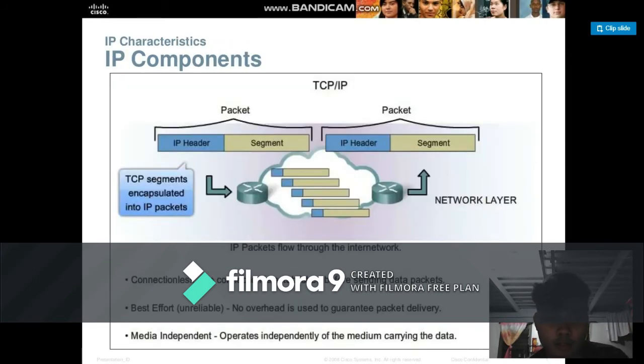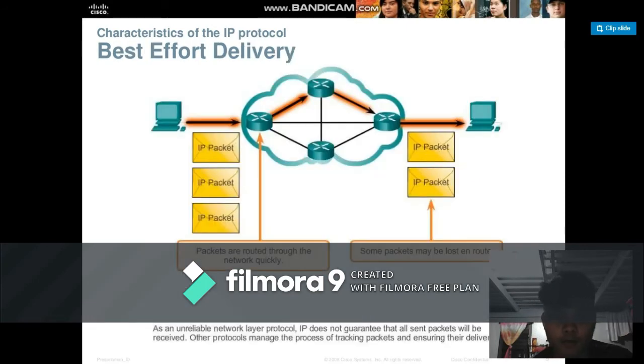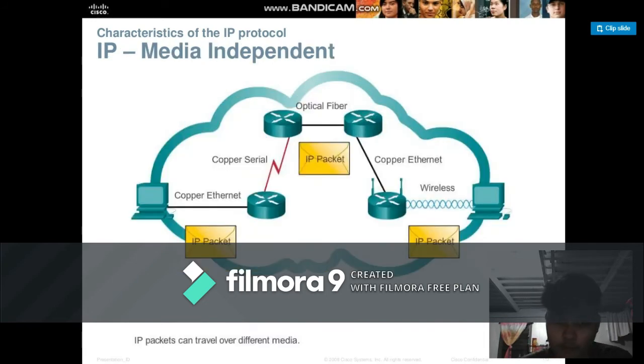So, IP components. First, connectionless communication: a letter is sent to a post box, and then it will deliver the letter to the destination. The sender doesn't know if the receiver is present, if the letter arrives, or if the receiver can read the letter. The receiver doesn't know when it's coming. Then best effort delivery: packets are routed through the network quickly, but some packets may be lost en route. IP is also media independent.